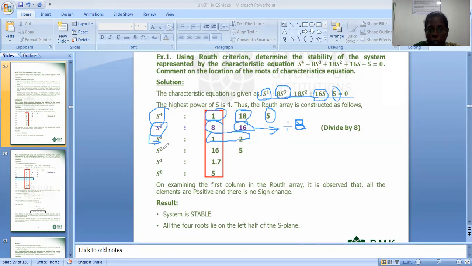Now in order to get the s square row, right, now the thing is we have to form this s square row. In order to form the s square row, we know how to get it, right?